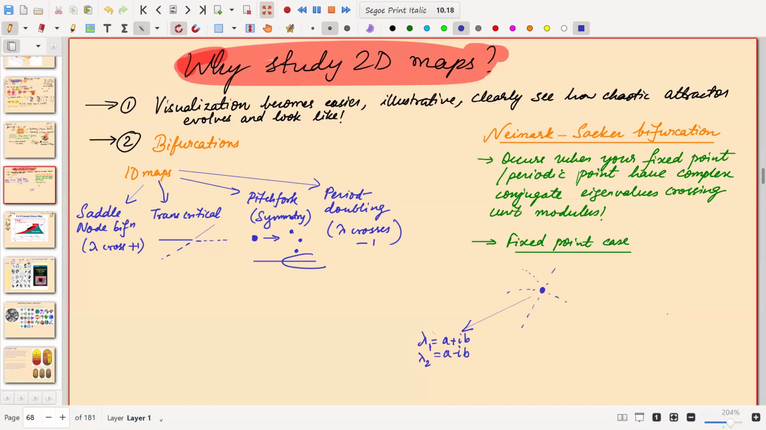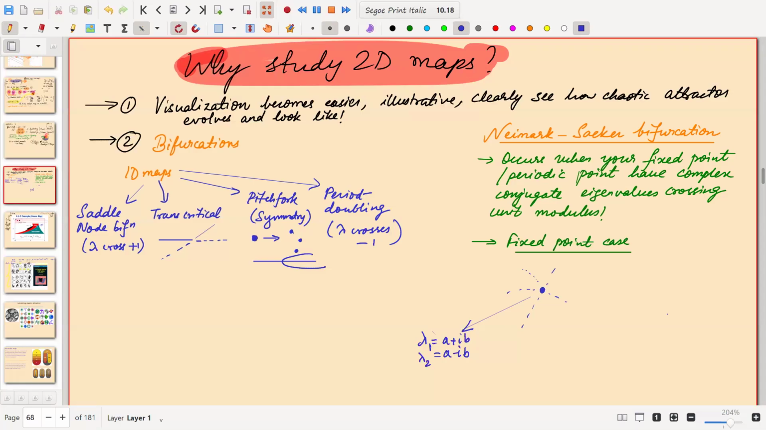Now, as you vary parameters of the system, the fixed point stability changes, right? Fixed point can go from stable to unstable. We saw that, right? Fixed point stability changes as you vary the bifurcation parameter. Now, as you vary the bifurcation parameter, the complex conjugate eigenvalues can cross the unit modulus, right? And when it happens, a Neimark-Sacker bifurcation will take place.